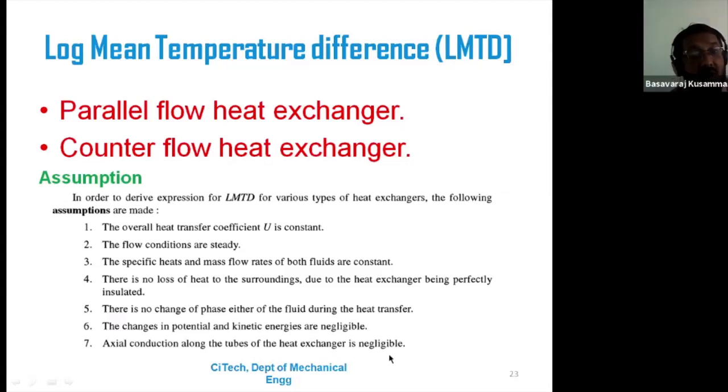So these are the seven assumptions that we need to make while deriving the LMTD method for the parallel and counter flow heat exchanger.